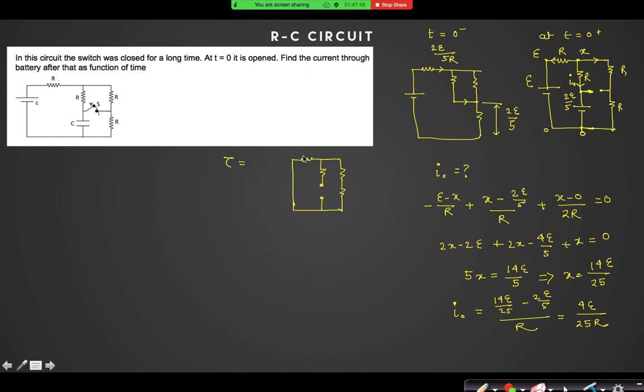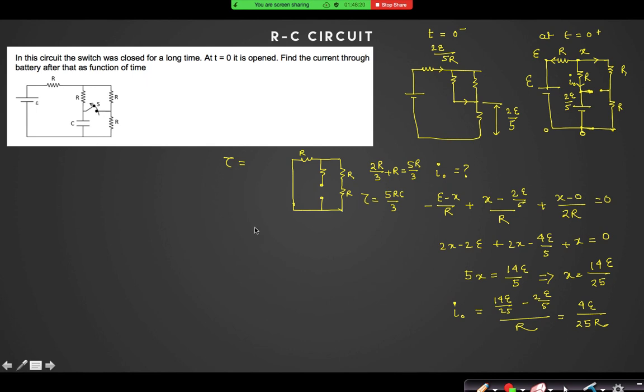Can I say this R and 2R are in series or parallel? Sir, parallel. R and 2R are parallel, so it will be 2R by 3. Yes or no? Yes, sir. 2R by 3 with this R in series. So R equivalent is 5R by 3. So tau is equal to 5RC by 3. Yes or no? Yes, sir.